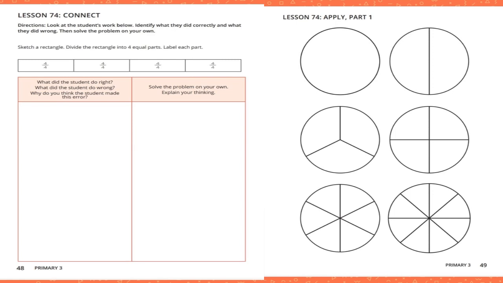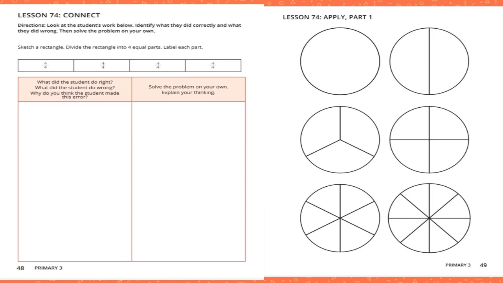Here we have the rectangle which is divided into 4 equal parts, but he wants me to label each part. Is it right? This part is 4 over 4? This part is 4 over 4? No. Each part is only one part out of 4. 1 out of 4. So it's 1 over 4, or fourth and quarter.